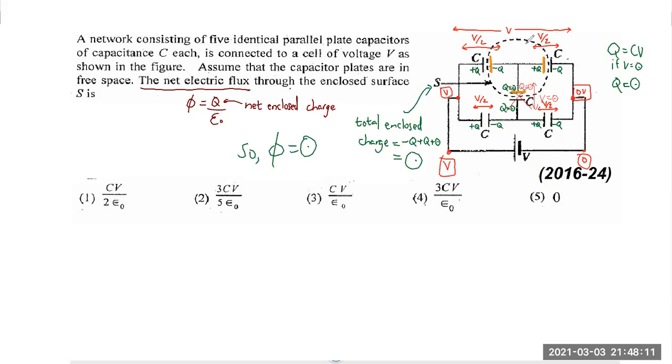Under Gaussian surface, we have done millions of questions. So the answer for this question is 5th. Bit anticlimactic, I know, but can't help.